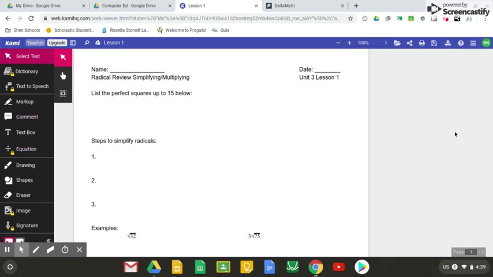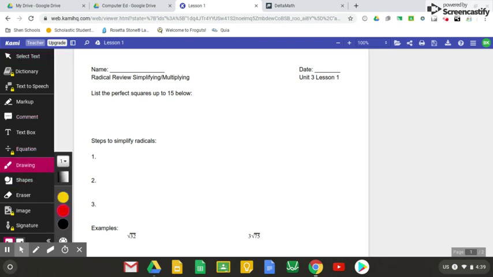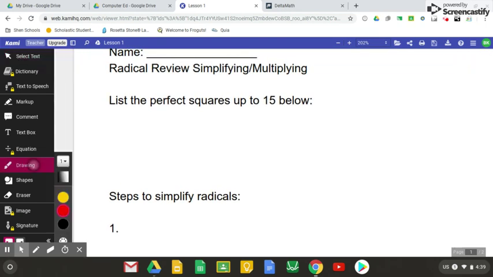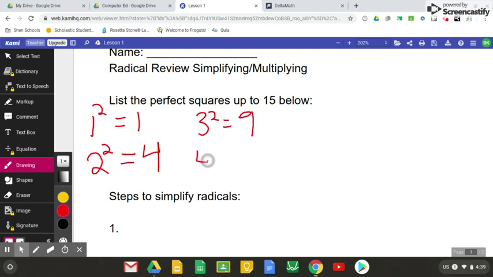All right, so today you guys are going to simplify radicals. And the first thing here says list the perfect squares up to 15 below. This is something you can use your calculators for. It's very helpful. So we got 1 squared, it's 1, 2 squared, 4, 3 squared, 9. You can just hit the square button on your calculator to keep getting these.